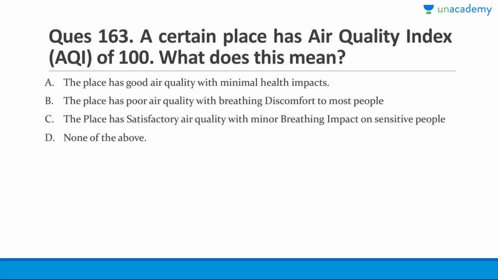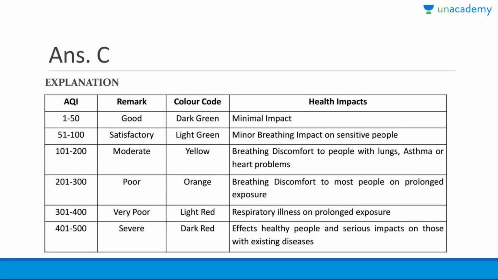Question number 163. A certain place's air quality index is 100. What does this mean? So 100 means satisfactory and 1 to 50 means good. I'll show you the classification. So the place has satisfactory air quality with minor breathing impact on sensitive people. 1 to 50 is good, color code is dark green, minimal impact.